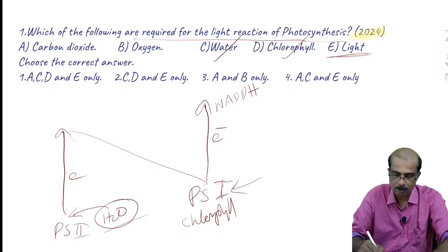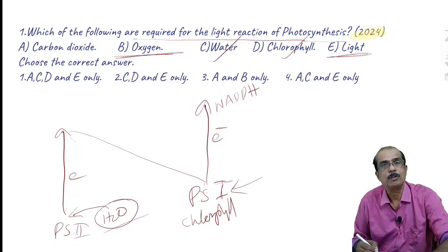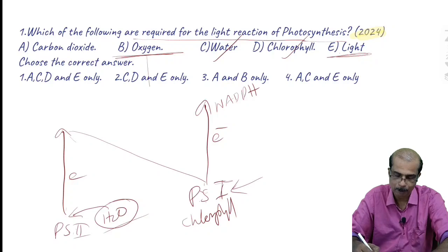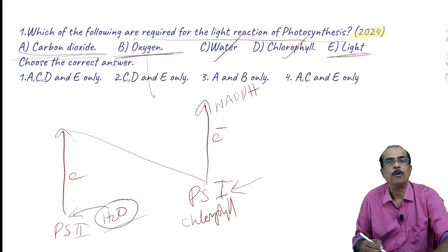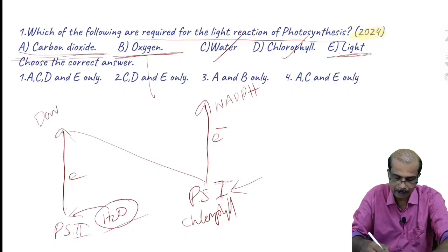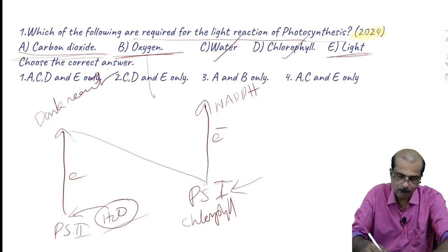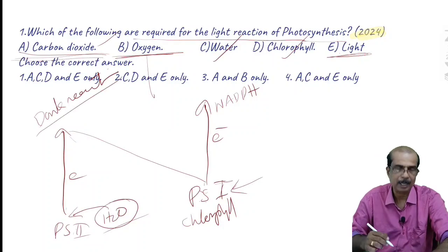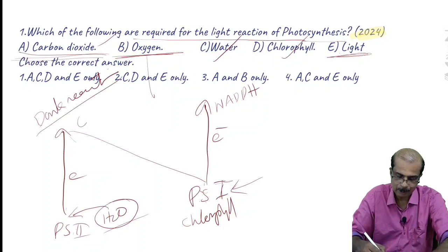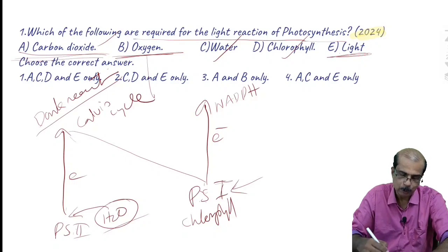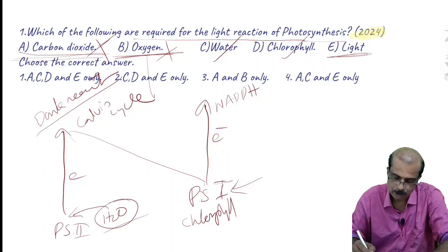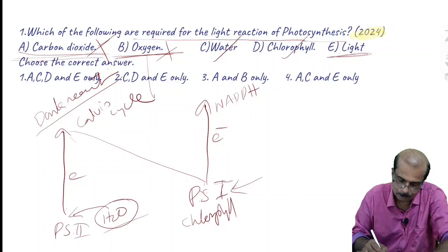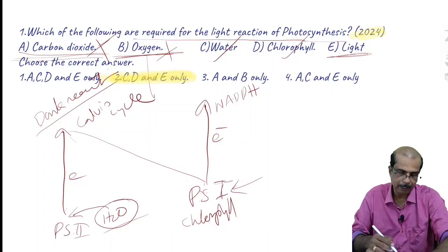What about oxygen? Oxygen is the byproduct of photosynthesis. It is not a requirement, it is a byproduct. Then carbon dioxide. Carbon dioxide is used for carboxylation during dark reaction. It is not required for light reaction. It is required for dark reaction for carboxylation. Dark reaction is also called the Calvin cycle. So carbon dioxide is also not required, and oxygen is also not required. Our answer for this question is option C, D and E, or option 2.